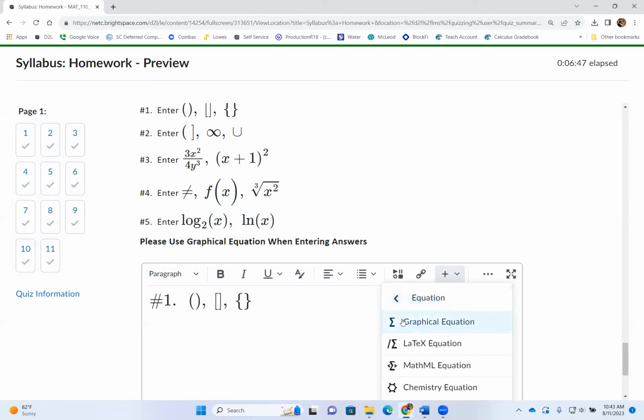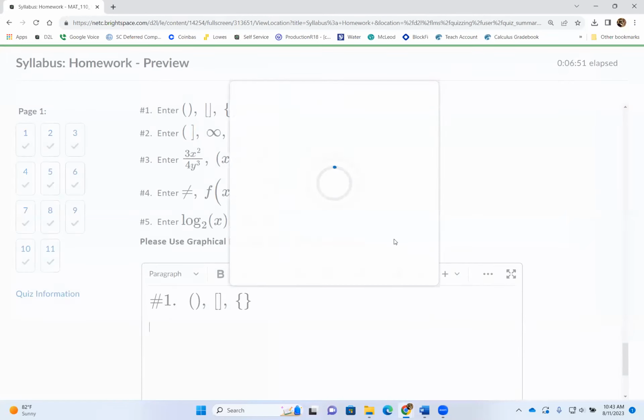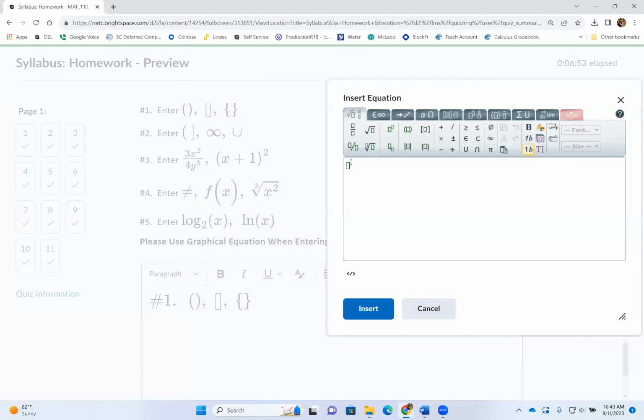Number two, here I will use a keyboard. Open parenthesis, close bracket. So open parenthesis is shift 9, space, close bracket. The close bracket is right above the enter button on my keyboard. All right, comma, space, infinity sign.